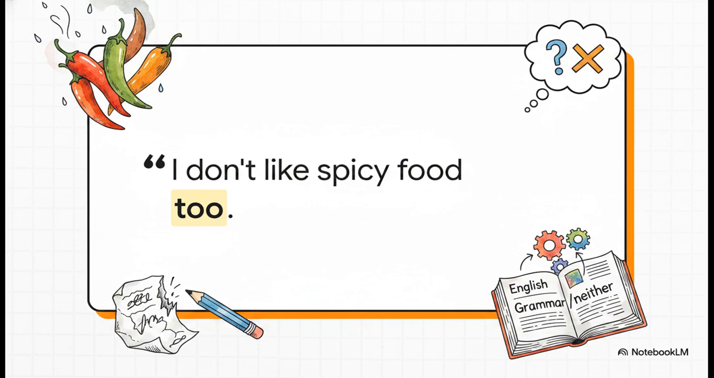Your friend says they don't like something, maybe spicy food, and you want to agree. So you say, I don't like spicy food too. I mean, it makes perfect sense, right? You use too to agree with people. But this is actually a super common mistake.